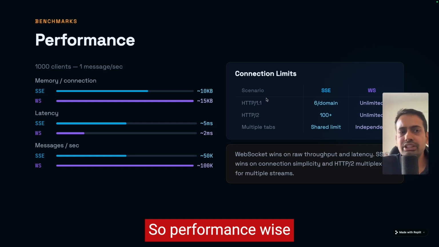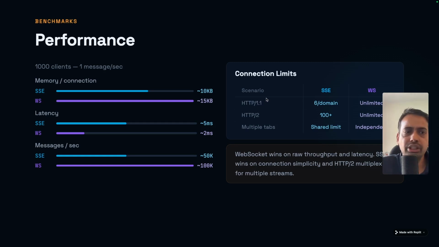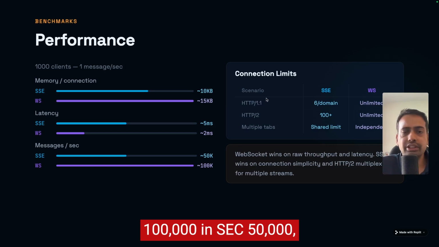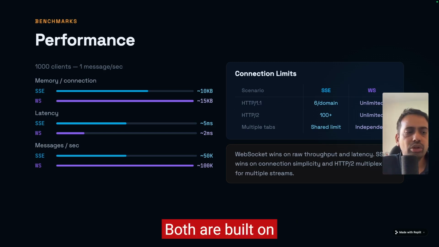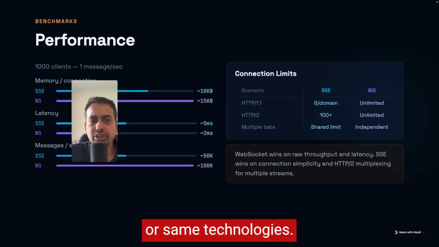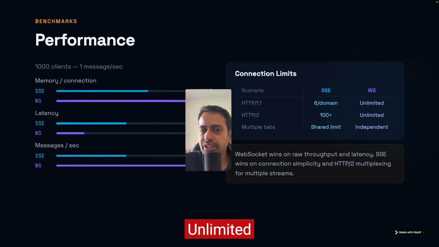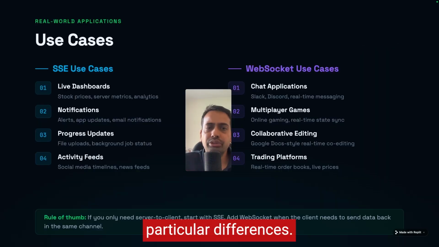So performance wise, memory per connection, SSE 10 KB, WebSocket 15 KB. Latency is low for WebSocket. Messages per second, in WebSocket you can send 100,000, in SSE 50,000, right? Both are built on top of the same stack or same technologies. HTTP 1.0, unlimited, multiple tabs. They share the connections. The shared limit will be independent of the tabs, right? So these are the particular differences.